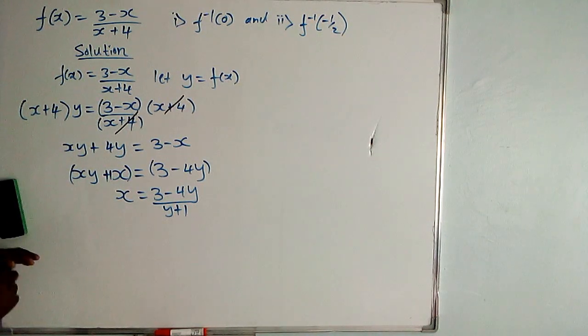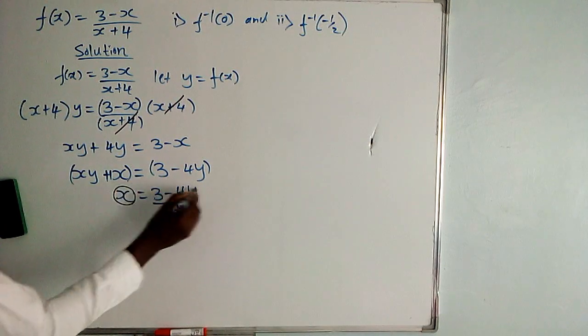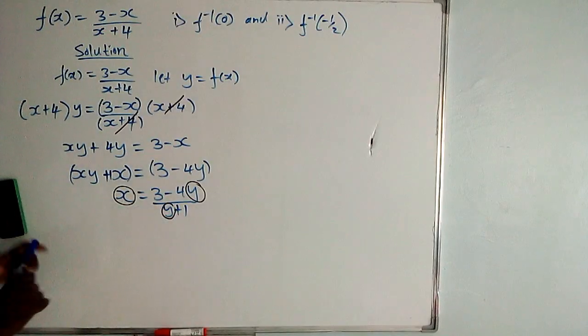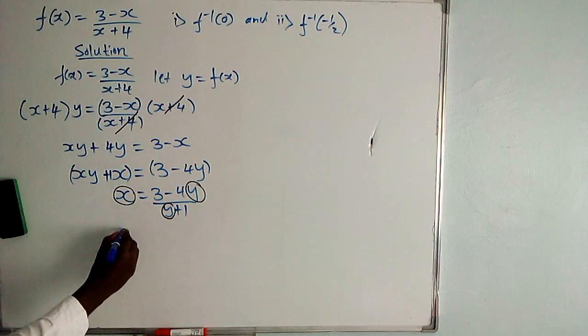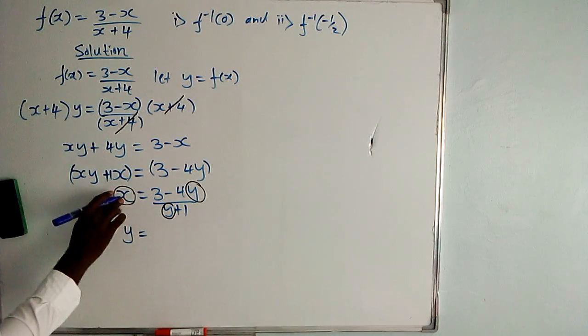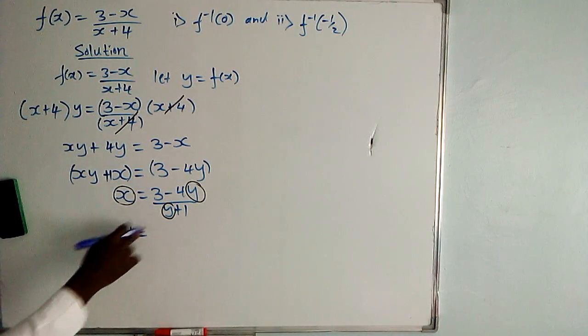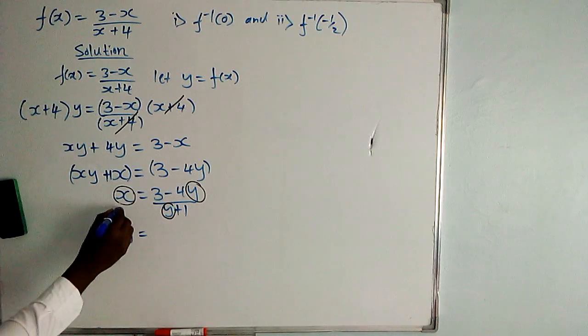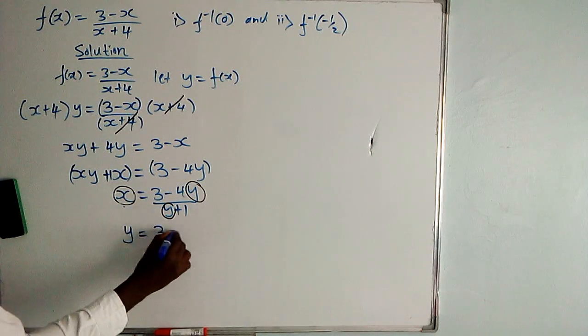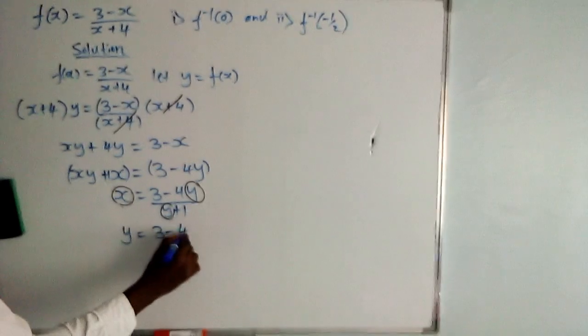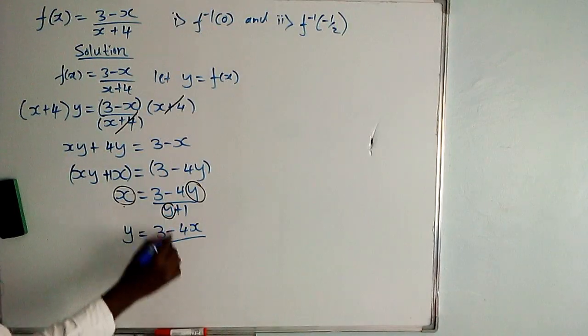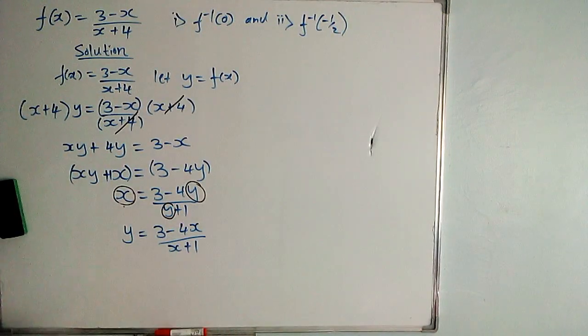Then you go to step 2. Step 2, you interchange. Where there is x, you put y, and the position occupied by y, you put x. So we are going to have y is equal to (3 minus 4x) over (x plus 1).